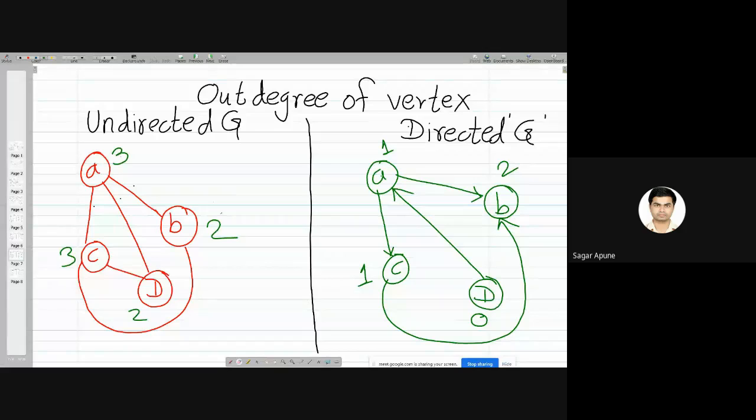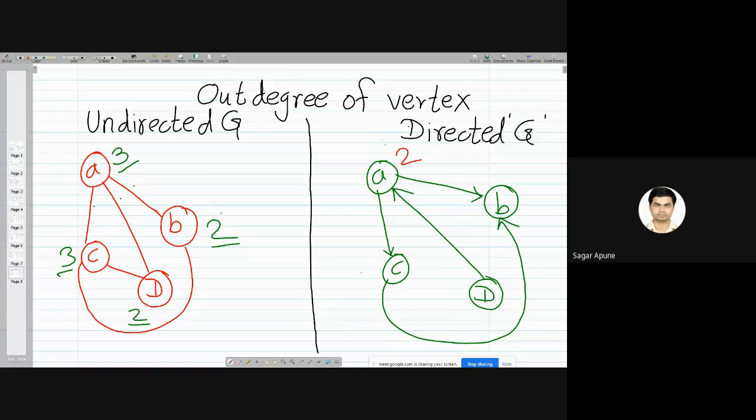But it is opposite in out degree. In out degree, it is the number of edges going out from the vertex. Means how many edges are going? 2 edges, A to B and A to C. So my out degree of vertex A is 2, right? Because A to B edge is there, A to C edge is there. So out degree of my A vertex is 2.